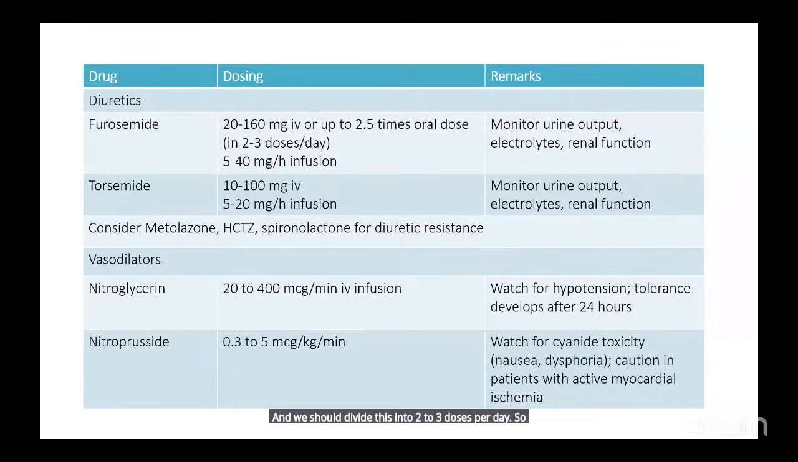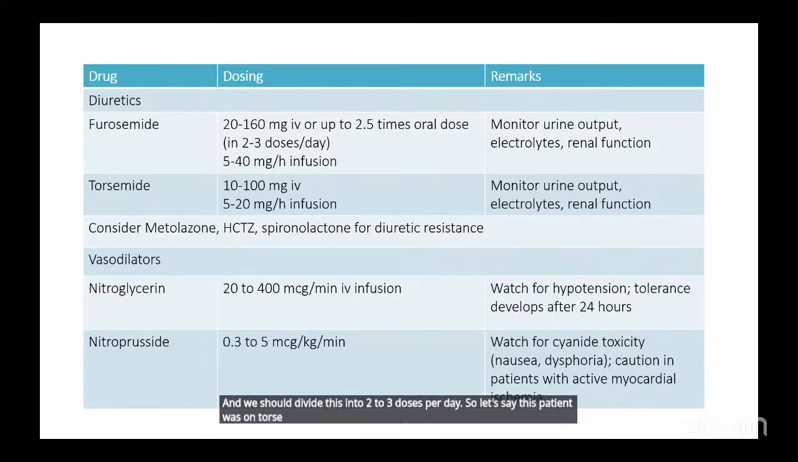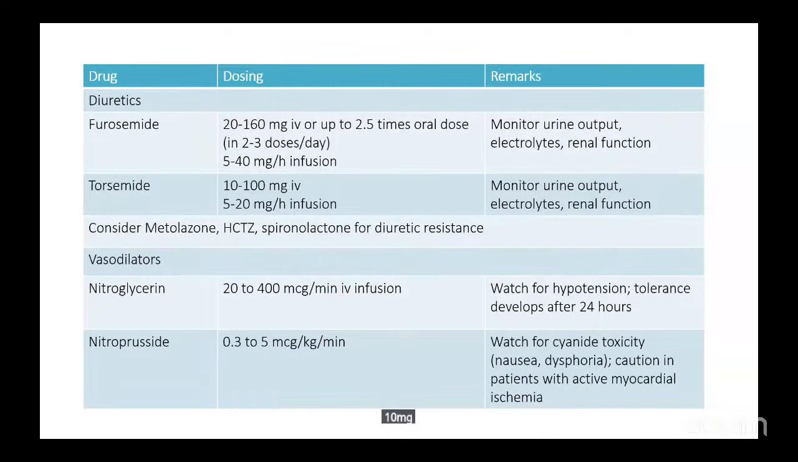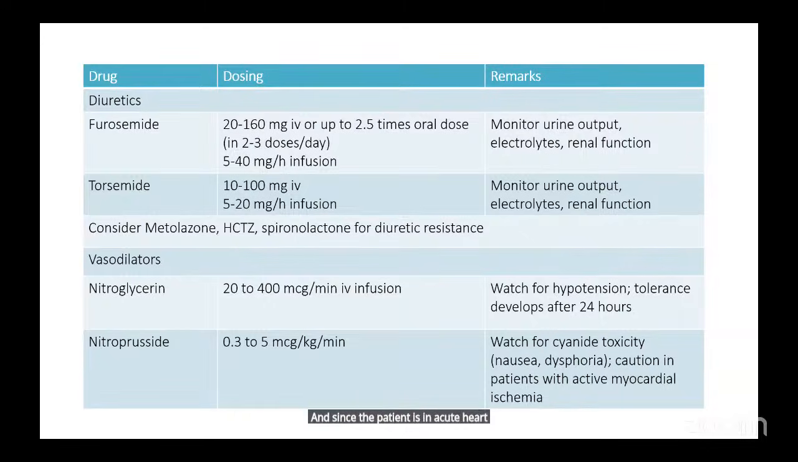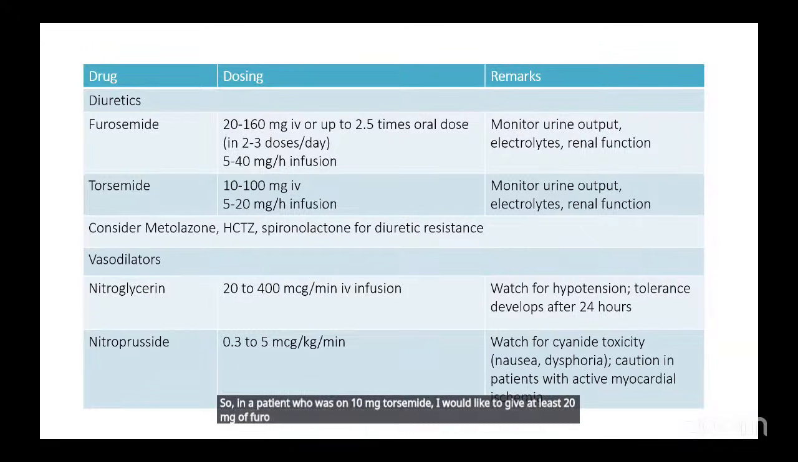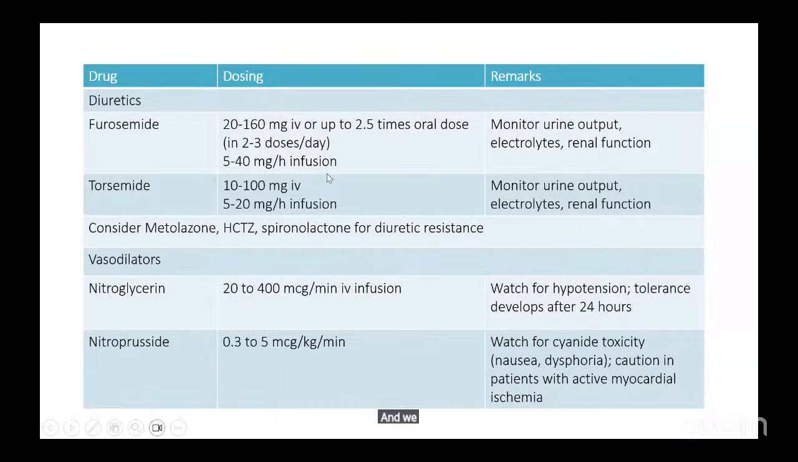So let's say this patient was on oral torsemide, Ditor, 10 mg once a day. So we should know that the dose of torsemide is half of the equivalent dose of furosemide. And since the patient is in acute heart failure, we would give up to 2 to 2.5 times this oral dose. So in a patient who was on 10 mg torsemide, I would like to give at least 20 mg of furosemide twice a day IV. And we could also use an infusion. In these patients, we would want to monitor urine output, electrolytes, and renal function.